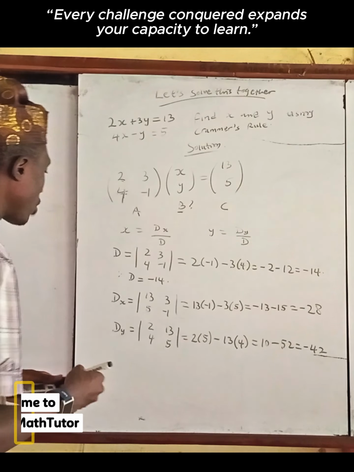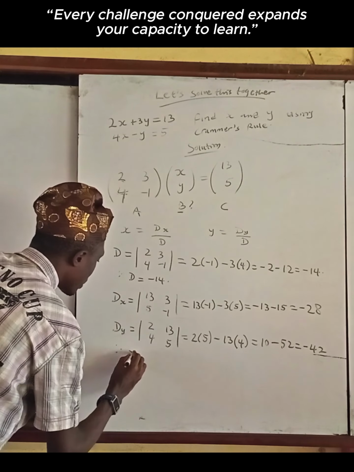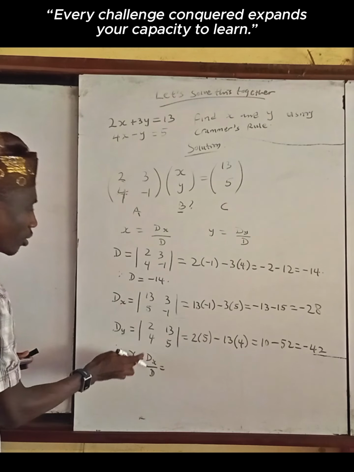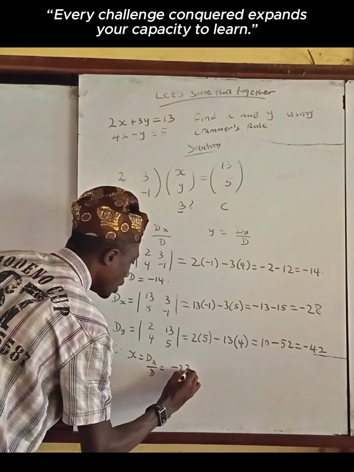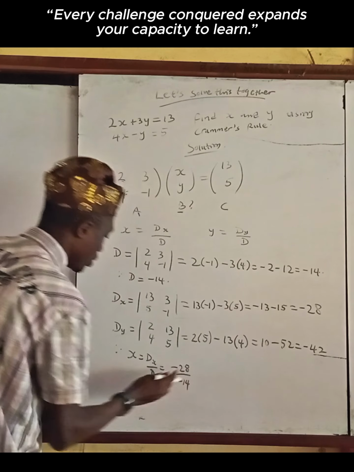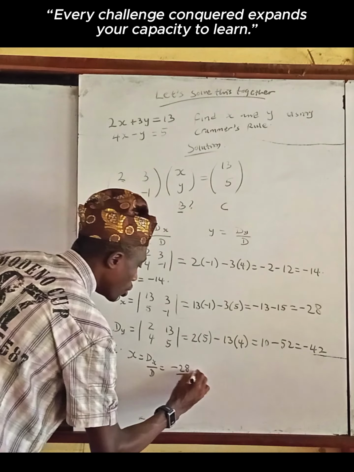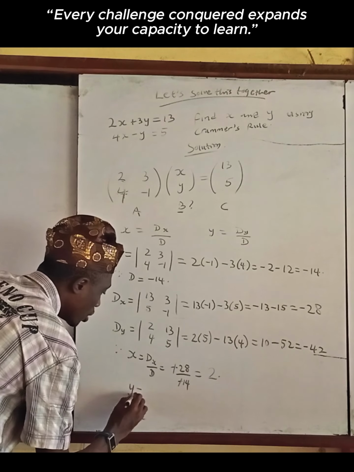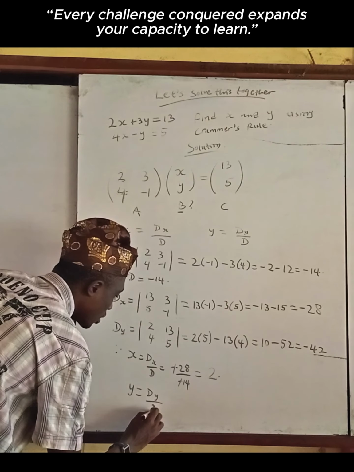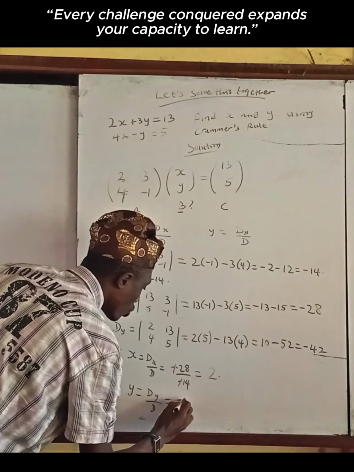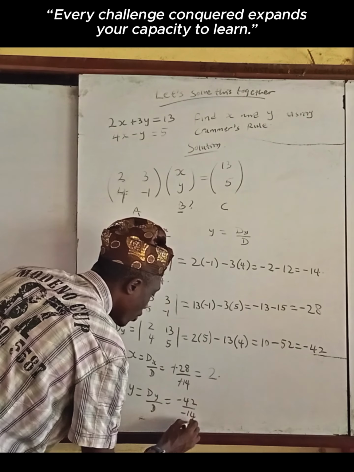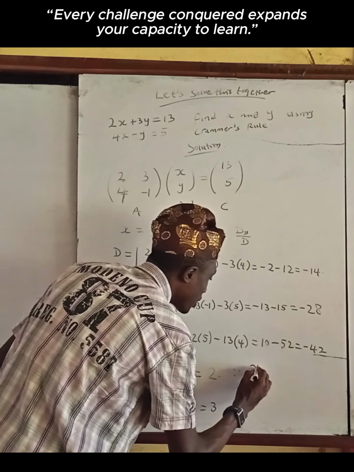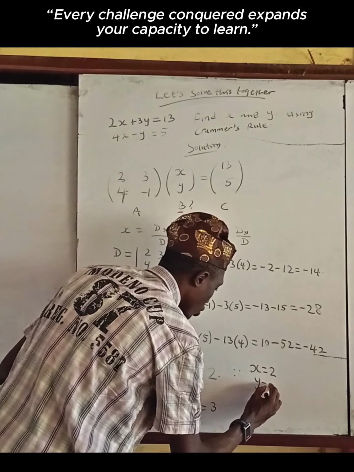So from this place, let's see what we are going to have. Therefore x is equals to dx divided by d. What is our d of x? That is minus 28 divided by minus 14, which is our d that we get here. Negative cancels negative, this divided by this, that is 2. Then our y is equals to d of y divided by d, that is -42 divided by -14. This cancels this. That is going to give us positive 3. So therefore our x is equals to 2, our y is equals to 3.